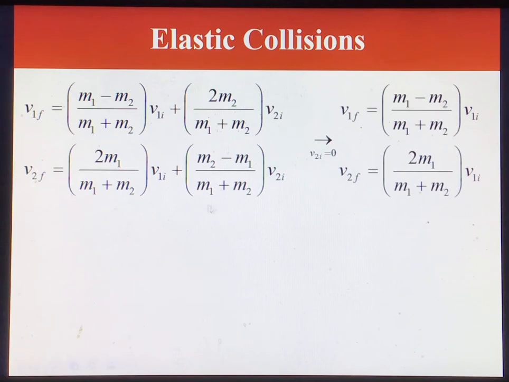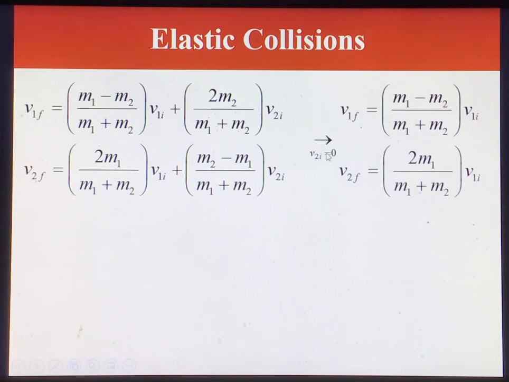Okay. So this is again the same equations that we started out with. So we can say that, for example, we've already said that V1 final is equal to (M1 minus M2) over (M1 plus M2) times V1 initial. So for example, if V2 initial is equal to 0, we're saying that before the collision, it's only V1 that is moving.